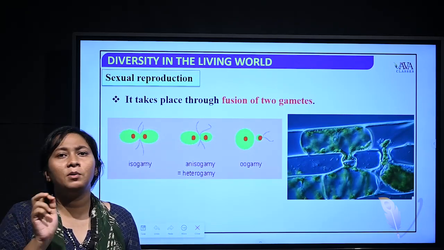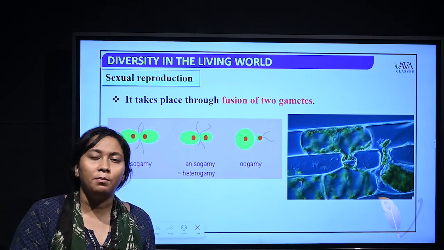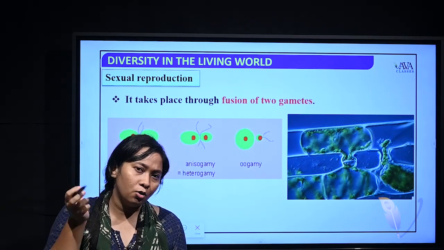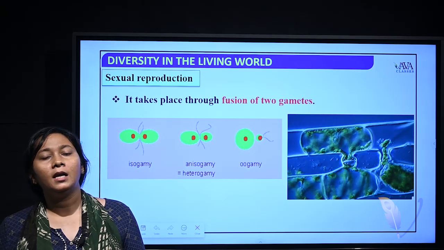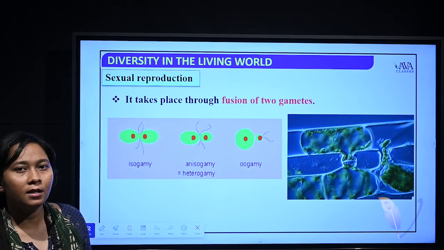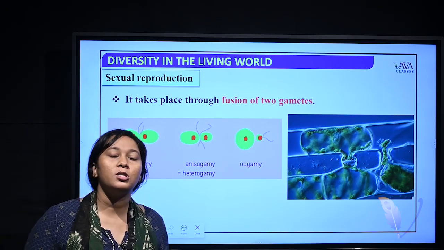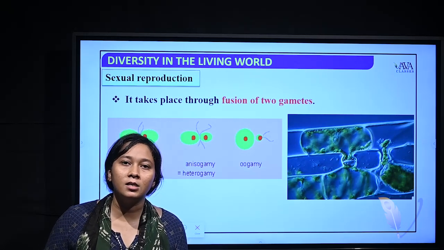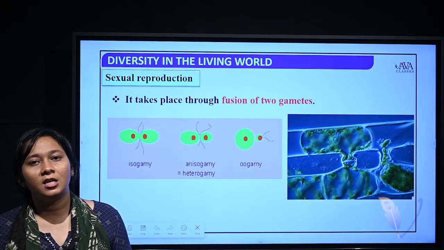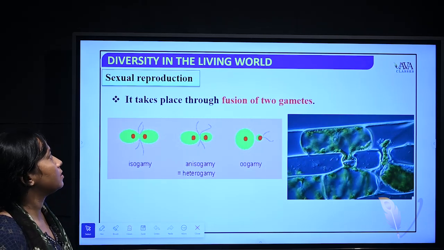Those spores might be motile, as they have flagella, so they are called zoospores. And those spores might be non-motile, so they do not have flagella, and they are called aplanospores. Zoospores are generally produced in favorable conditions, and aplanospores are generally produced in unfavorable conditions.